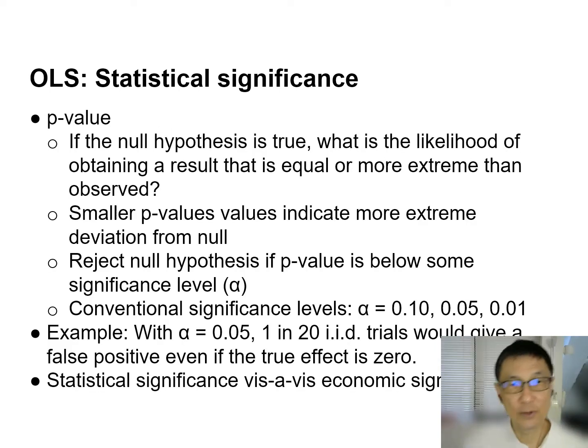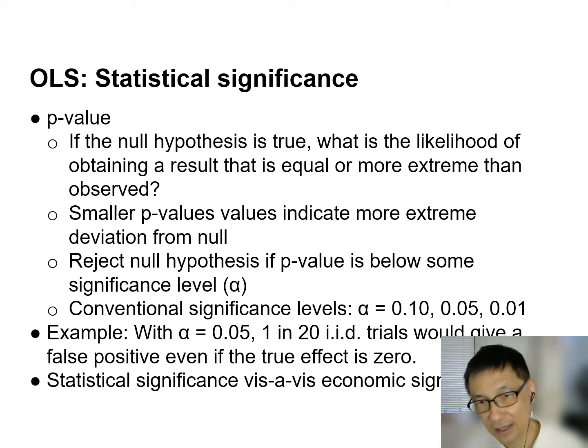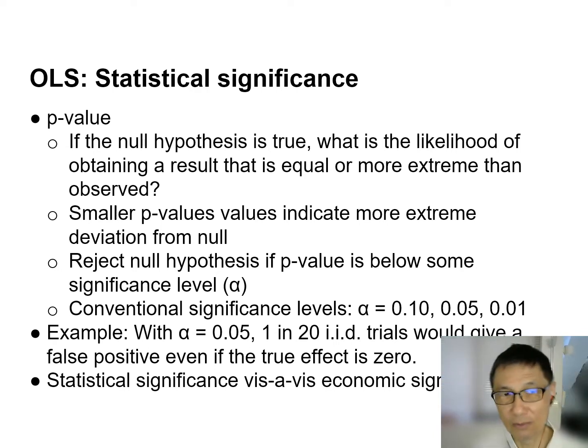The p-value is motivated by asking, if the null hypothesis is true, what is the likelihood of obtaining an estimate that is equal or more extreme than observed? So this is the likelihood of us making a mistake, falsely rejecting the null hypothesis. If you refer to that graph which I showed a few slides ago, the smaller the p-value, the more extreme the deviations have to be from the null before we reject the null hypothesis.